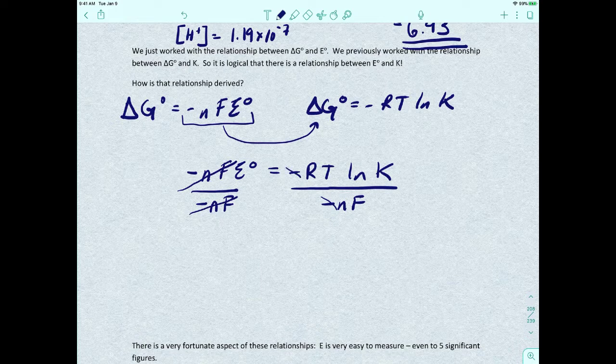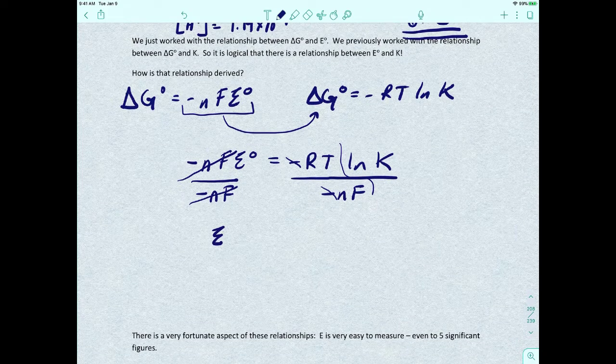And what I'm going to do is rewrite this expression, grouping together the RT and the N and F. So I get that the cell potential is going to be equal to RT divided by NF times the natural log of K. And there it is. So that's how this is all related.